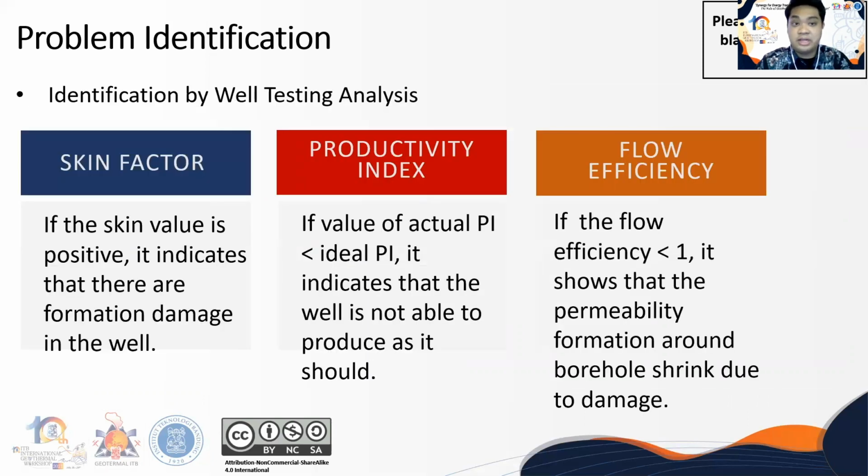One of the problem identification methods can be done by well testing analysis. There are three parameters. First is skin factor. If the skin value is positive, it indicates that there is formation damage in the well. The second one is productivity index. If the value of actual PI is smaller than ideal PI after the calculation, it indicates that the well is not able to produce as expected, probably because of formation damage. The last one is flow efficiency. If the flow efficiency is below 1, it shows that the permeability of the formation around the borehole has shrunk due to damage.